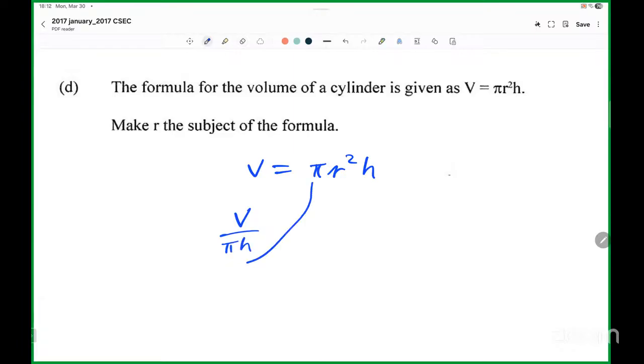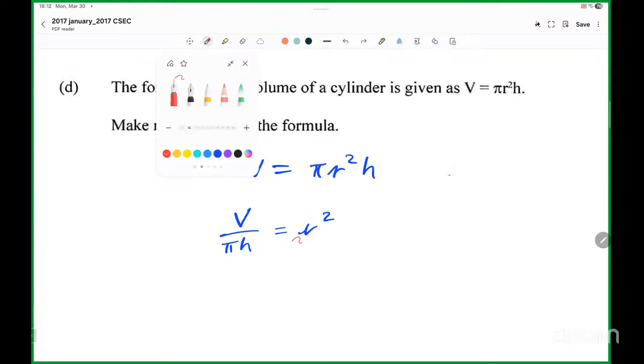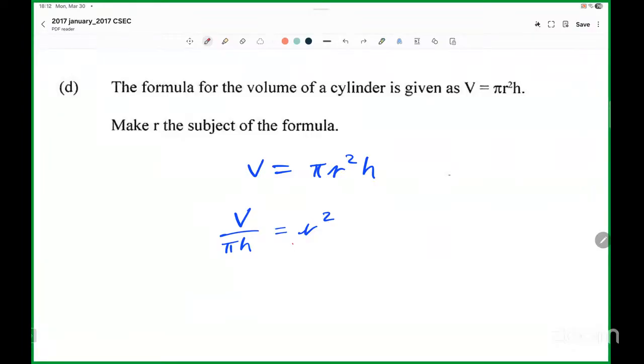So the pi comes under here and the h comes under here. That is now left to the r squared. And to leave the r by itself, we're going to have to square root both sides. The inverse of this square is square root. You're going to square root that side and square root that side as well, so that the square root cancels away the square. I'm left with the r alone.